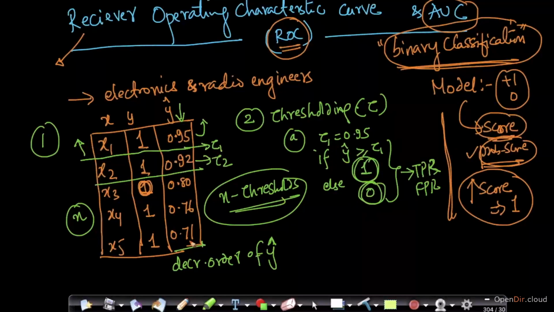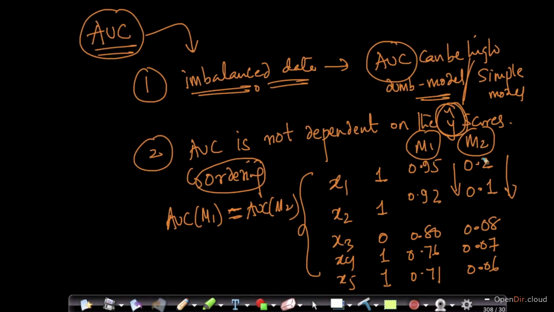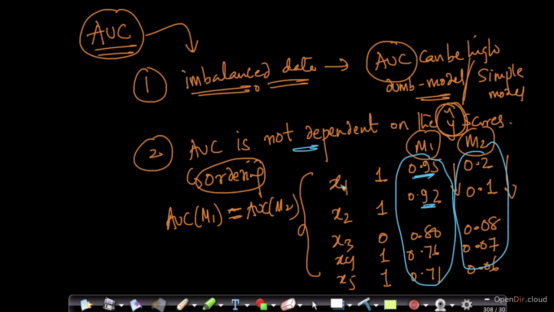Instead of 0.95 to 0.71 here, if I have some other values like this, right? These are completely different values from this, but the sorted order is the same. So AUC is only dependent on the order. It's not at all dependent on the actual values themselves. So the AUC for model 1 and model 2 will be exactly the same. This is a very important property of AUC, right? AUC is not dependent on the actual scores. It only depends on the ordering of the scores, ordering of the data.